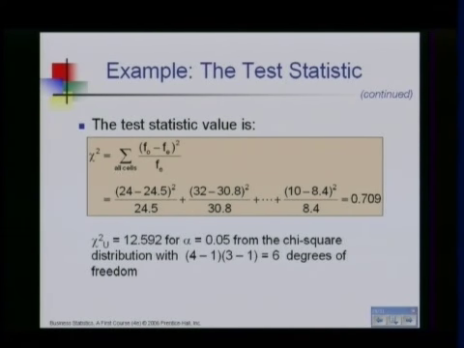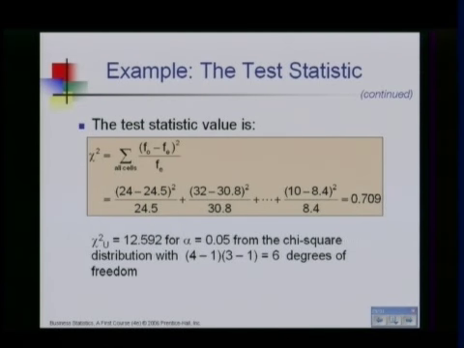0.709. Looks like a pretty small number. And it looks even smaller when we find our critical value. Our critical value is based on the number of rows minus 1, which is 4 minus 1, and columns minus 1, which is 3 minus 1, giving me 6 degrees of freedom. So I can go to my chi-square table, look in the row that corresponds to 6 degrees of freedom, and I can find my new chi-square value.